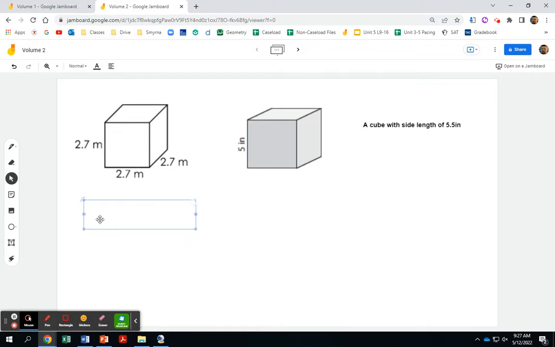Since they're all the same, you could do 2.7 cubed. You can put the cubed up here. I want you to do it this way so you know that that's what you can do. There's a little cube up there, and I'm going to show you how to put that in your calculator in a minute. 2.7 cubed.